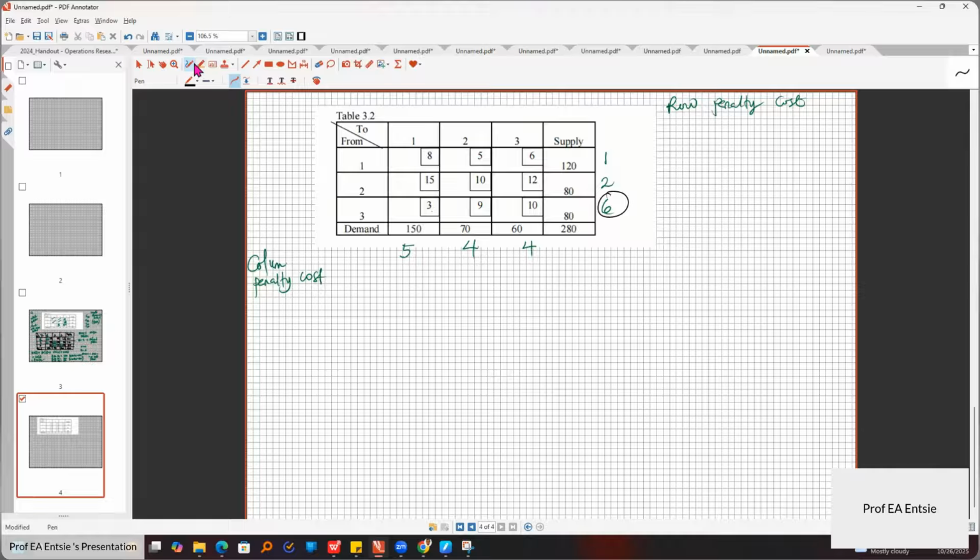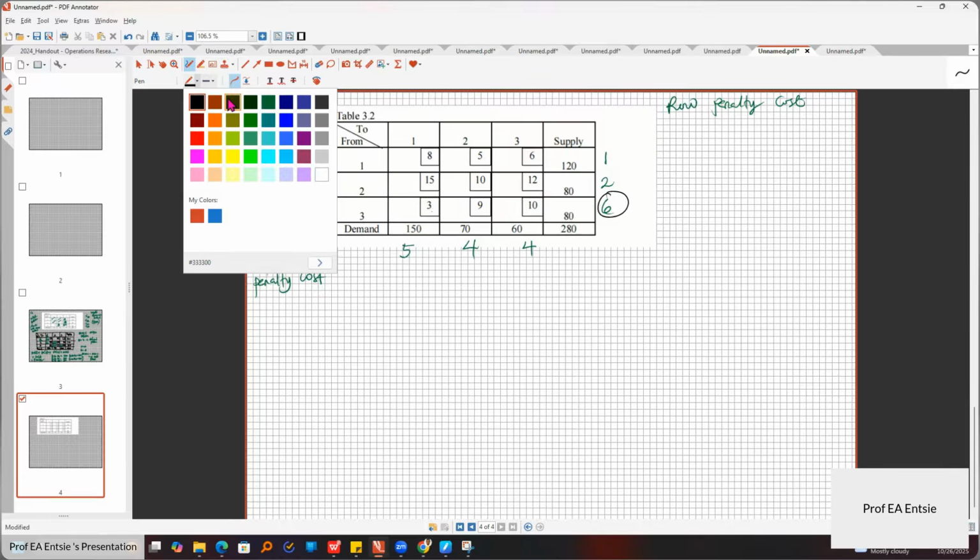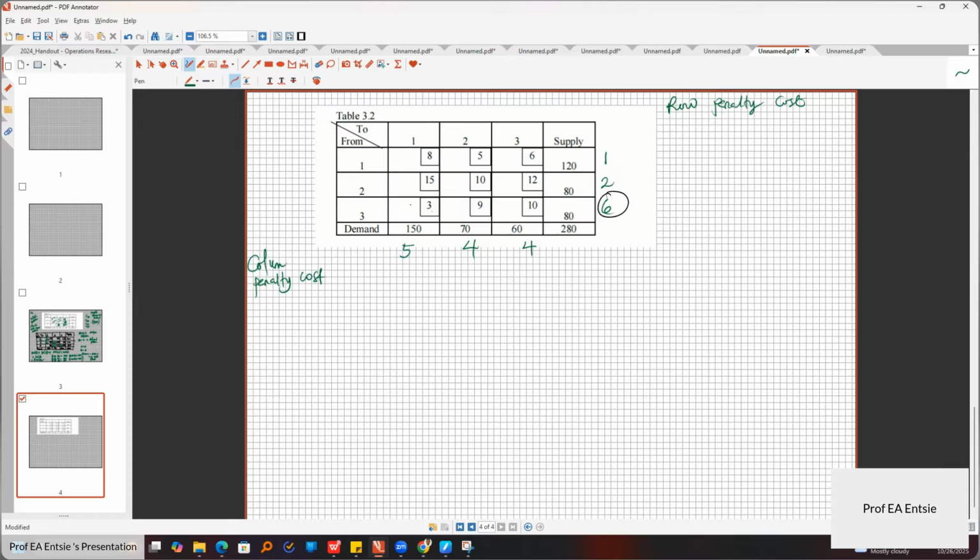Then you allocate there, because I told you if you don't allocate there, you will incur a cost. Do you remember that? We are going to allocate at this part where the least cost 3 is. So how much can we allocate there?